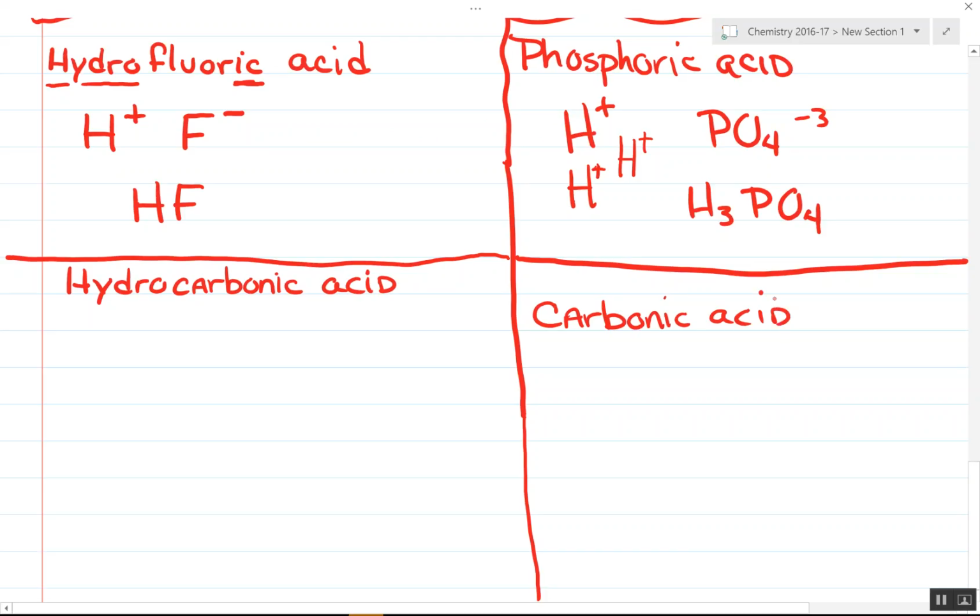All right, guys, a couple of them here. Hydrocarbonic acid. We got H and C, right? What is the charge on carbon? Negative 4 in this case, because hydrogen's always positive. H4C. Now, we come over to carbonic acid.